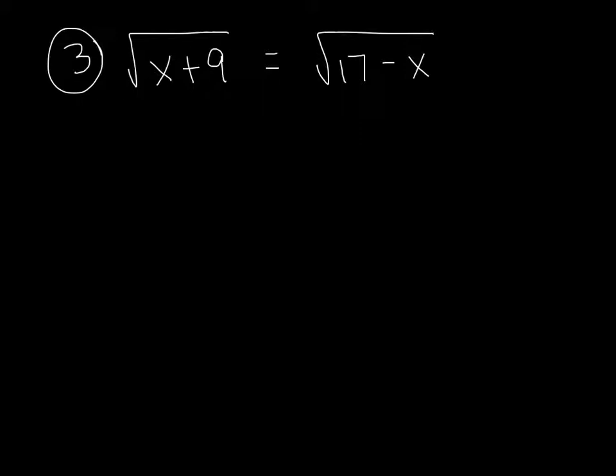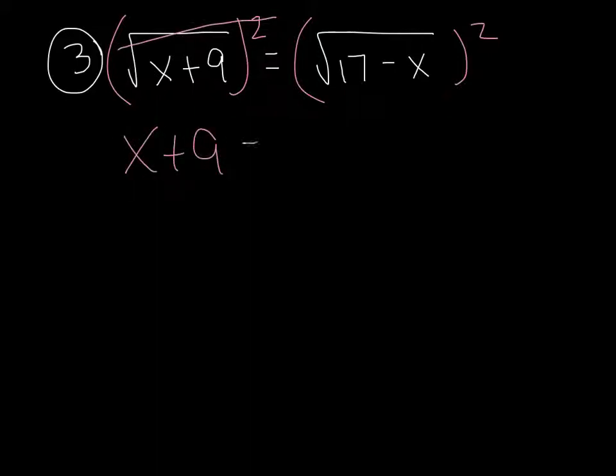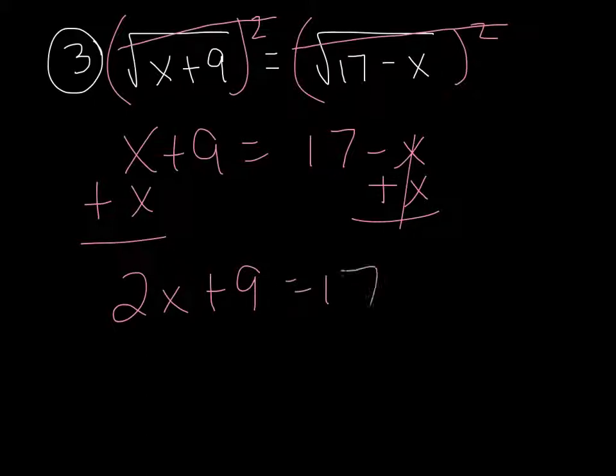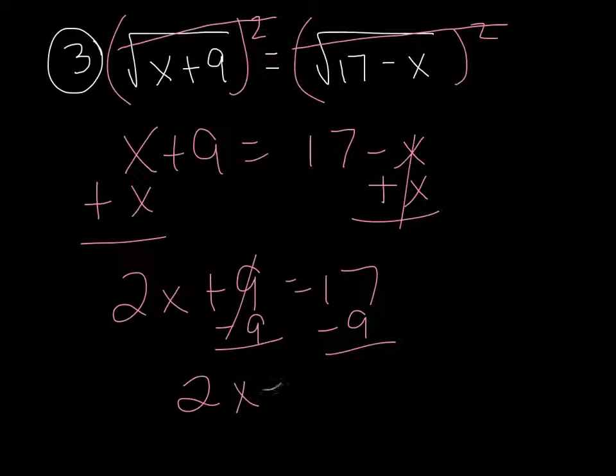Okay, so again, since there's nothing out front, we're going to square both sides. And when I do that, the squared cancels the square root sign, so your x plus 9 equals, squared cancels it, so 17 minus x. Okay, now we get x's on one side, numbers on the other, so we're going to add this x to this side. And x plus x is 2x plus 9 equals your 17. Subtract 9 from both sides and get 2x equals 8. Divide both sides by 2, so x equals 4.